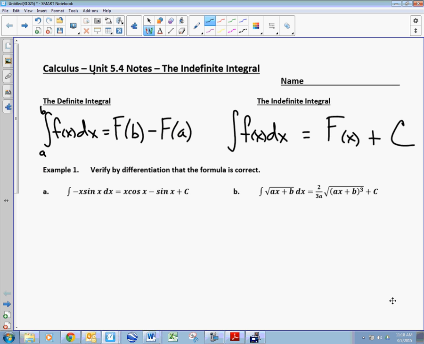I will show you. Look at this example right here, the definite integral. Everybody okay with that? Okay. Indefinite integral, simply the antiderivative. I don't plug anything in because I don't have any boundaries. Why does it have the c on the end?